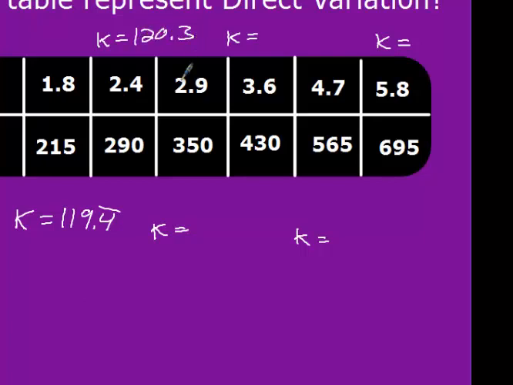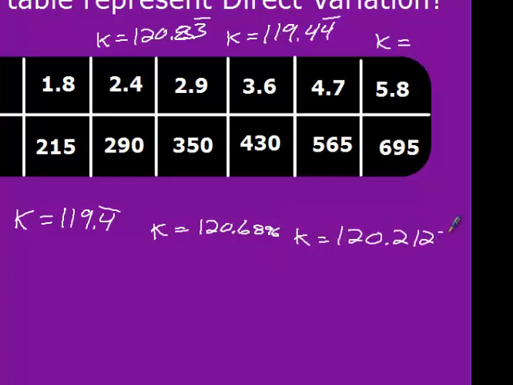120.833, okay. What about 350 divided by 2.9? 120.6896. Okay. What about 430 divided by 3.6? What's 565 divided by 4.7? And 695 divided by 5.8? 119.8275.